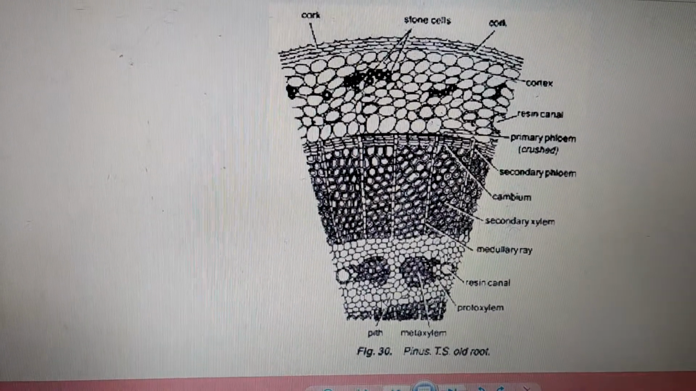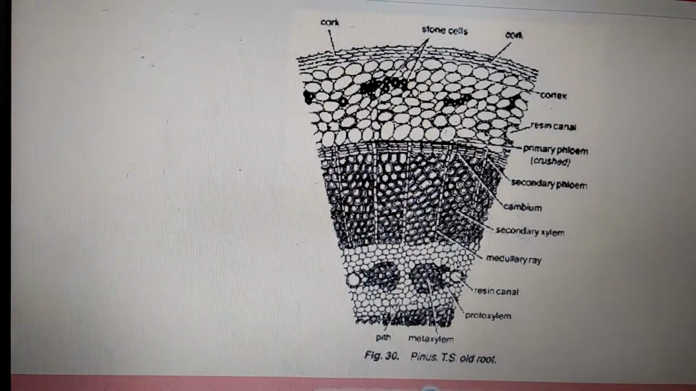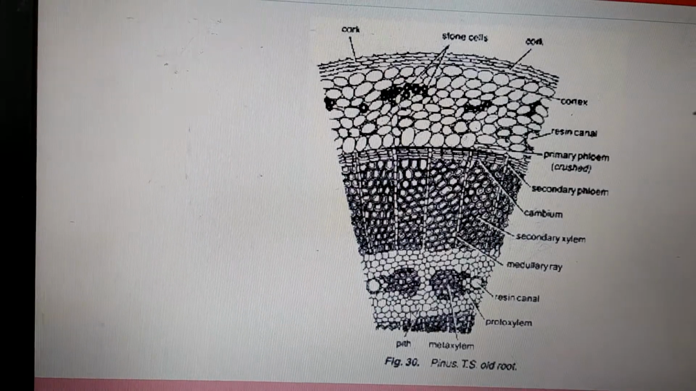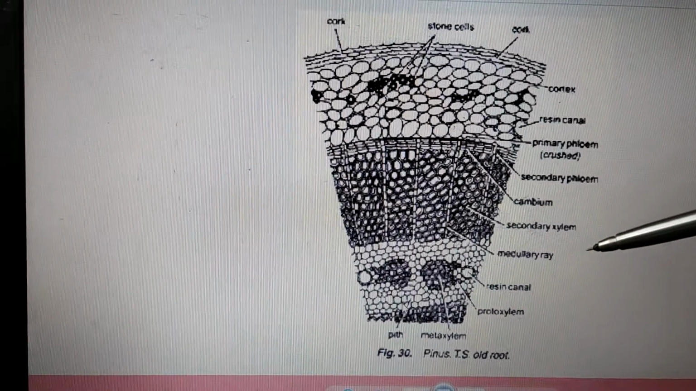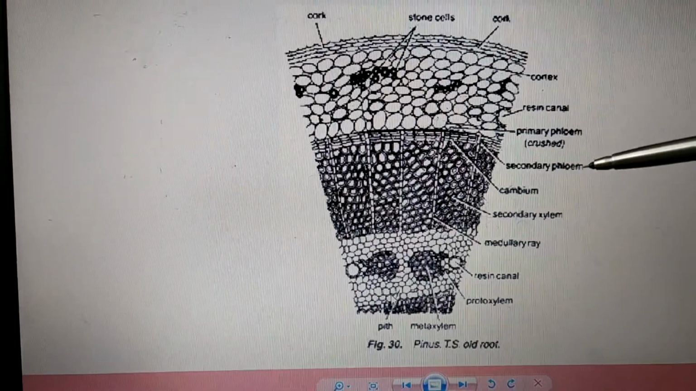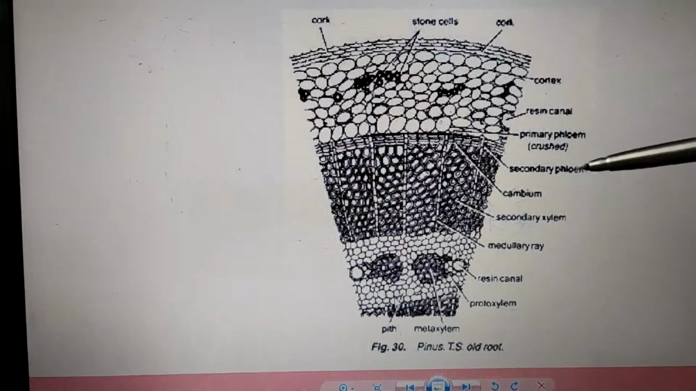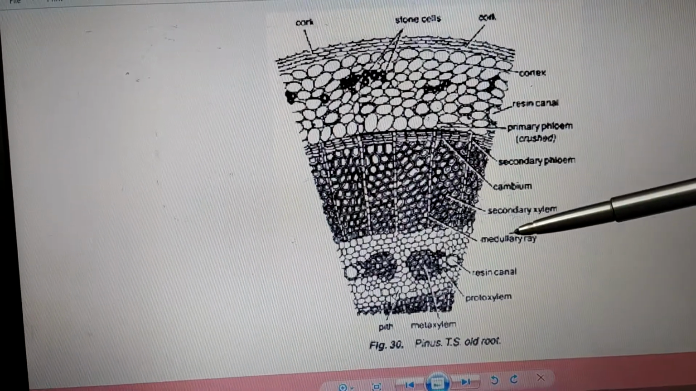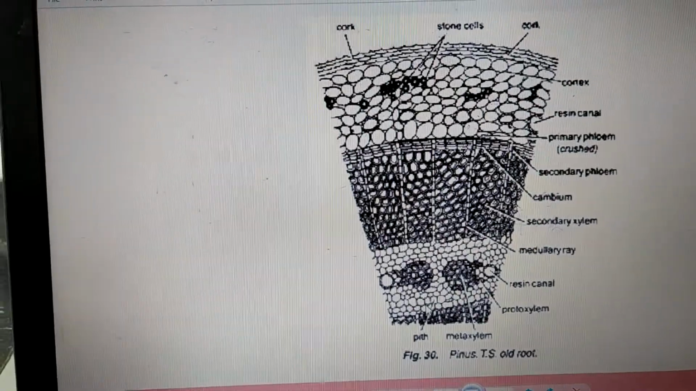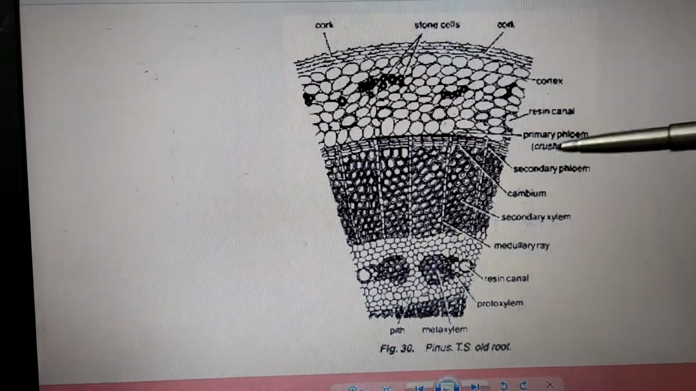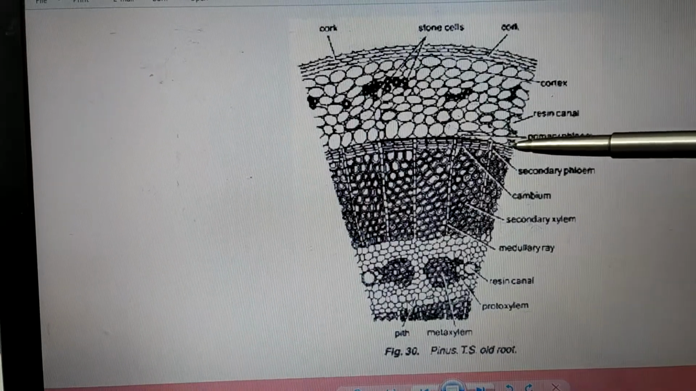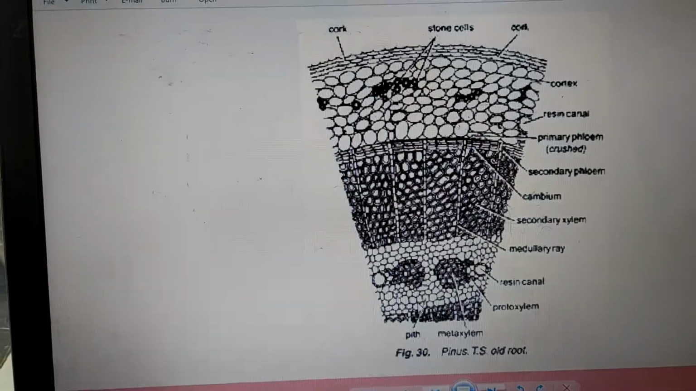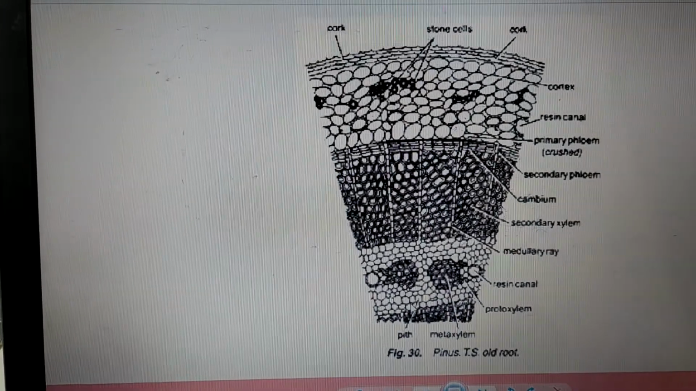Now below the phloem, cambium patches develop, which is going to cut the secondary phloem towards the outside and the secondary xylem towards the inside. That is, development of secondary phloem as well as secondary xylem takes place. Secondary phloem will be outside, whereas secondary xylem will be inside of the cambium. And primary phloem is usually present in a very small form. That is the reason we call it crushed. As the development of the secondary phloem begins, the primary one appears as though it is crushed.